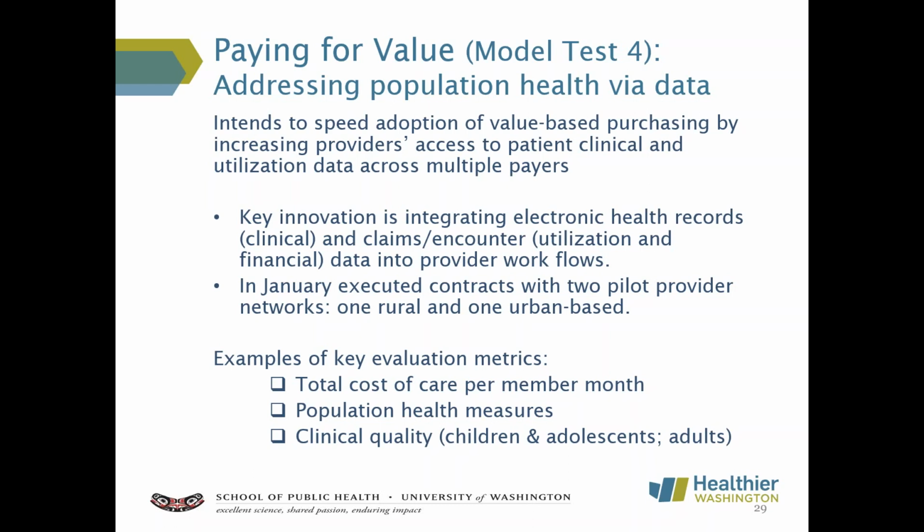Secondly, in January, in a release that came out January 11th of 2017, contracts have been executed with two pilot provider networks, one rural-based, Summit Pacific Medical Center and their affiliated rural health clinics, and one urban-based, the Northwest Physicians Network, headquartered in South Tacoma, and with a large number of providers. Again, key examples of evaluation metrics, no surprises here: the triple aim, total cost of care per member month, population health metrics of actual outcome, and clinical quality metrics for not only children and adolescents, but for adults as well.